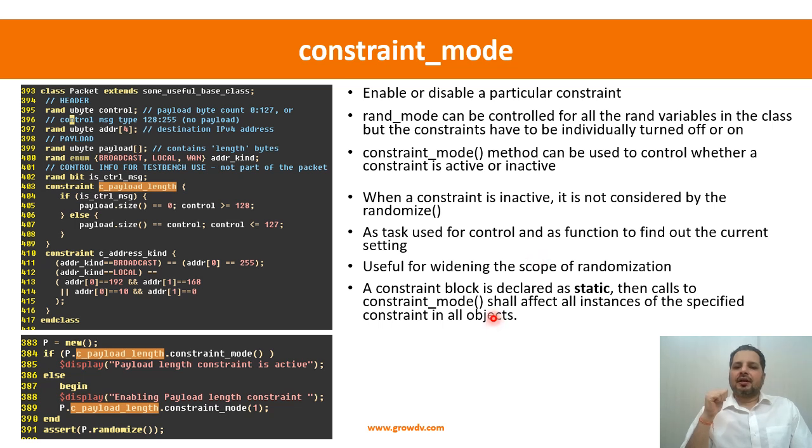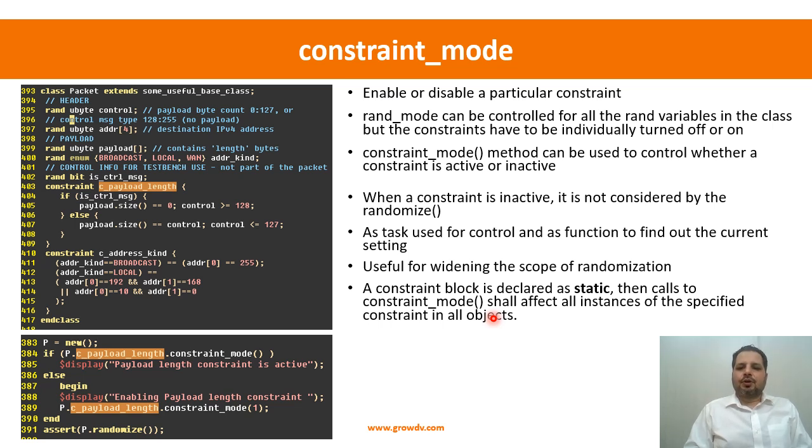And typically the reason to turn off a certain constraint is to widen the total scope of the values that a particular variable can take, right? So the constraint is constraining it. When you turn it off, the overall scope of the random values that a particular property can take widens. A similar thing happened even when we turned off the soft constraints, if you remember. So the same thing happens with the constraint mode. When you turn off a constraint, the overall values that it can take expands. That's the reason why you would want to do that.